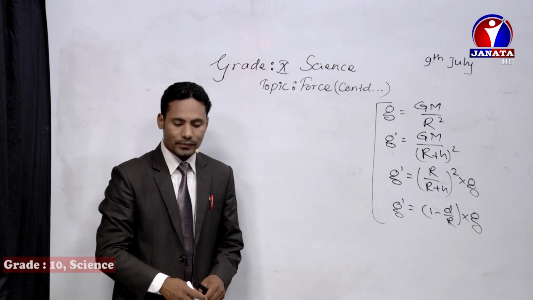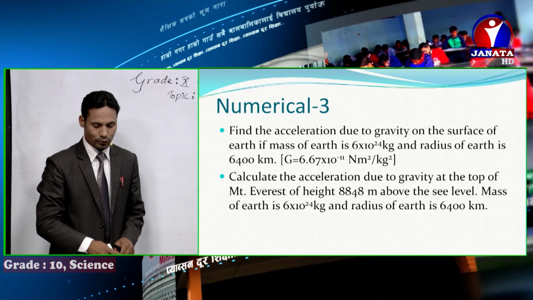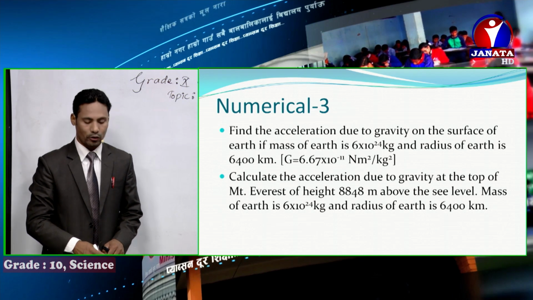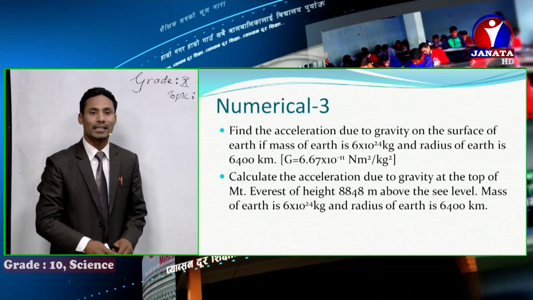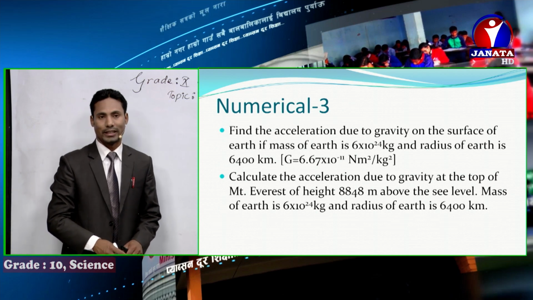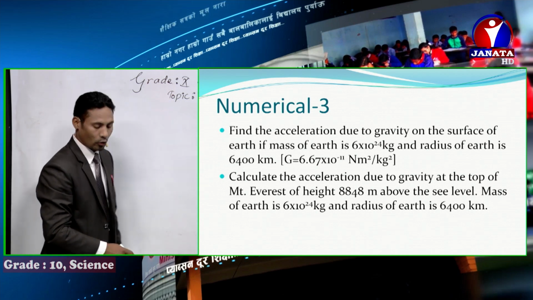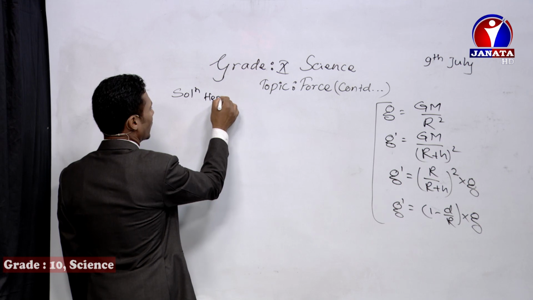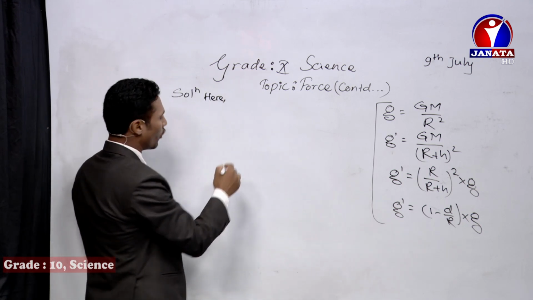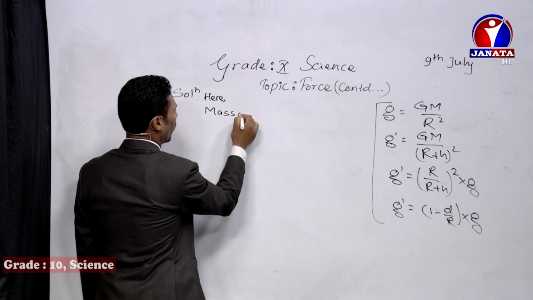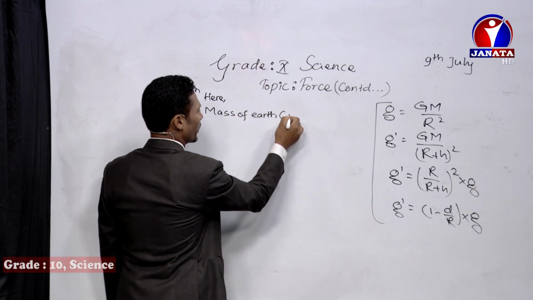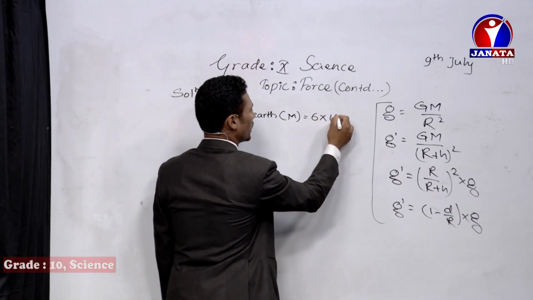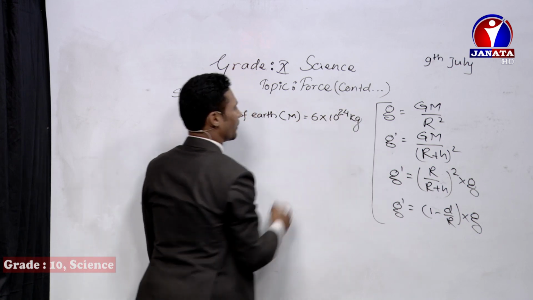So first one: find the acceleration due to gravity on the surface of Earth if the mass of the Earth is 6 into 10 to the power 24 kg and radius of Earth is 6400 kilometer. So this numerical problem we are going to solve. What is given over there? Let's list it out. Solution: the mass of Earth, I will represent by capital M, is 6 into 10 to the power 24 kg.